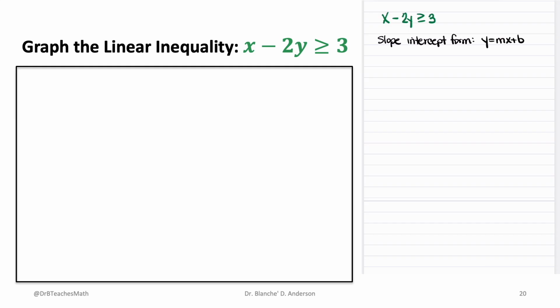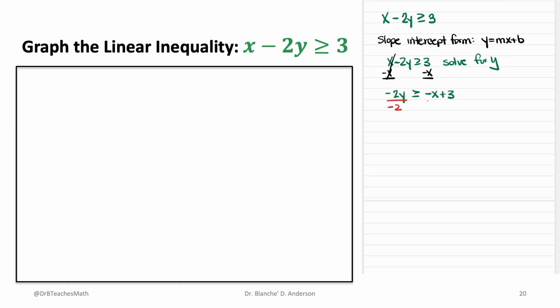Let's put it in slope-intercept form. So I'm going to take the equation and I'm going to solve for y. Okay, so I'm going to subtract the x on both sides. That goes away. I'm left with minus 2y is greater than or equal to negative x plus 3. So far, so good. Now, I'm going to divide both sides by negative 2.